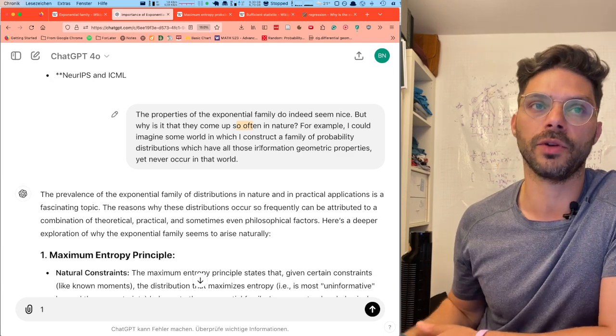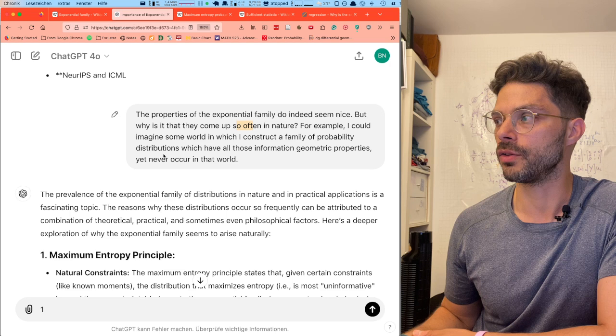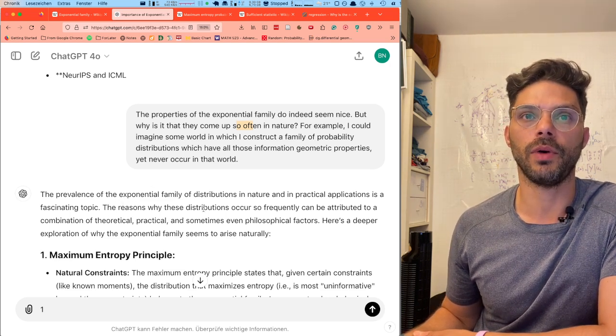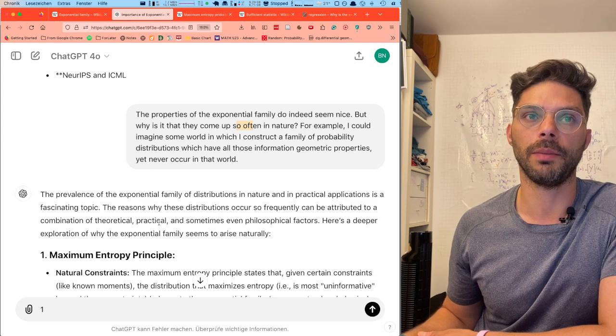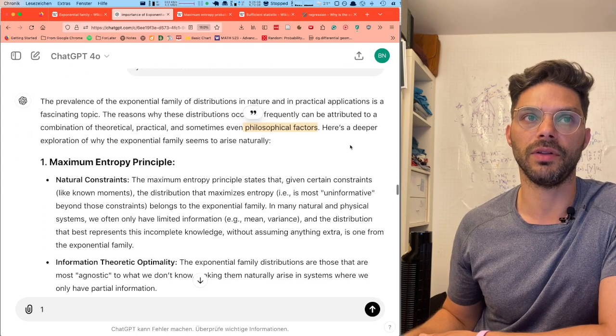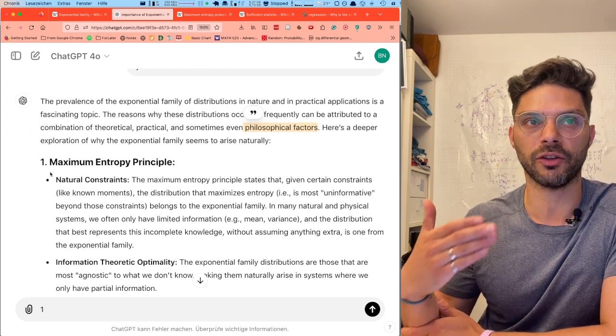Okay, and he actually gives some really interesting answers. So let's have a look at some of those. The reason why these distributions occur so frequently can be attributed to a combination of theoretical, practical, and sometimes even philosophical factors. So let's have a look at that. Okay, so this is the maximum entropy stuff.